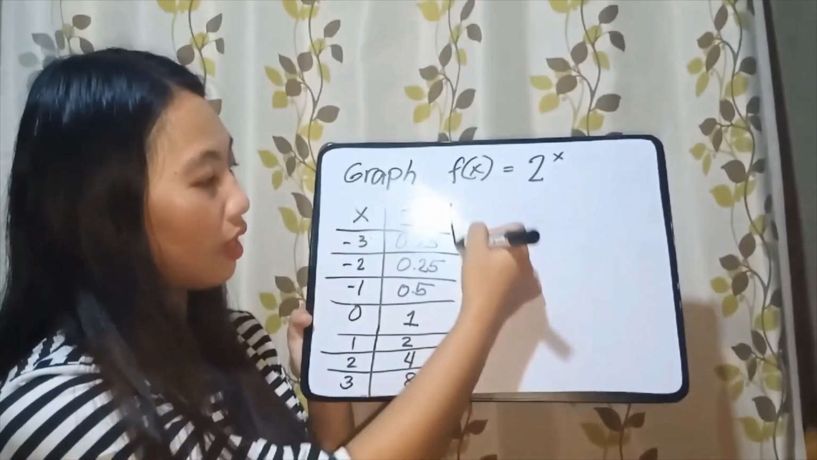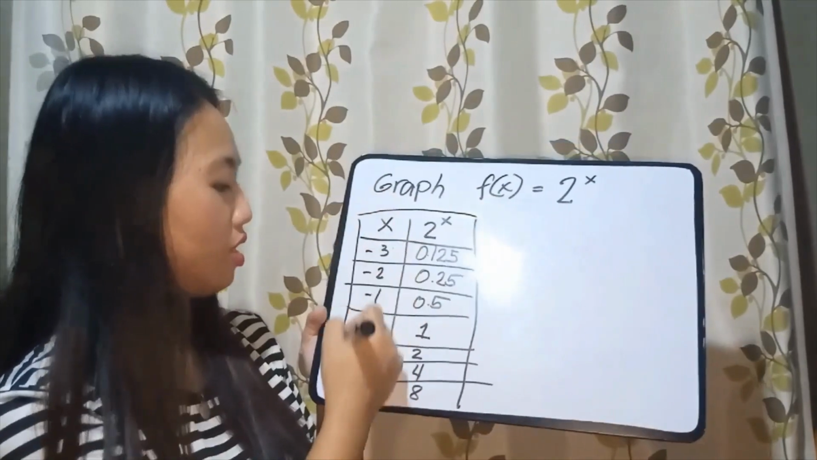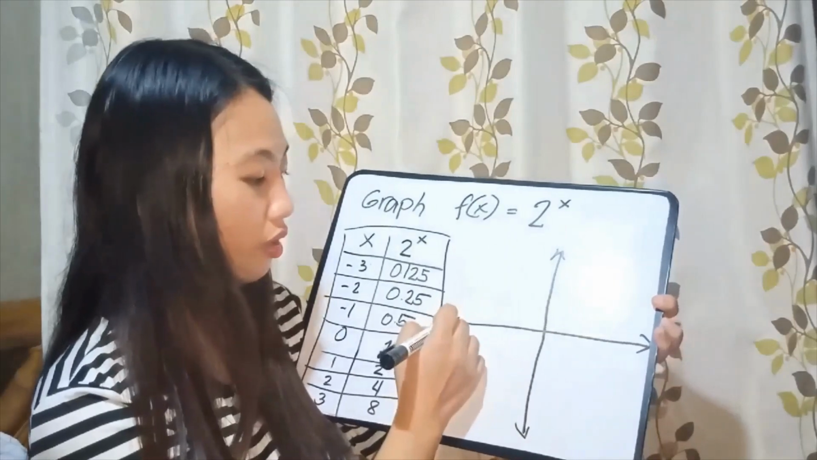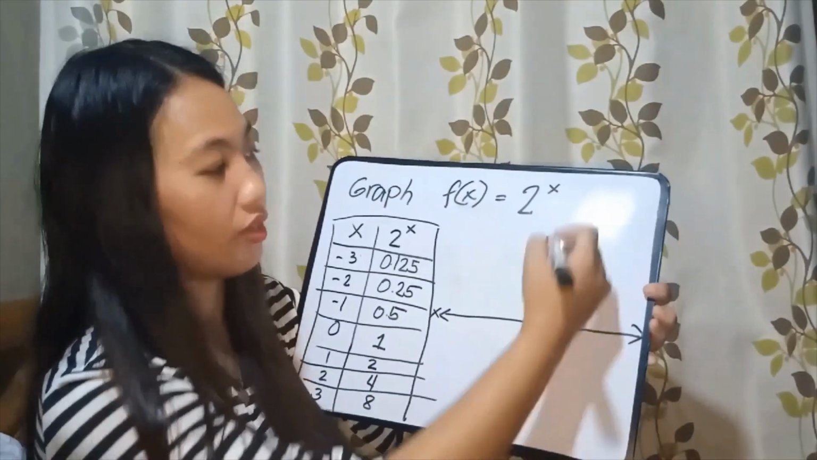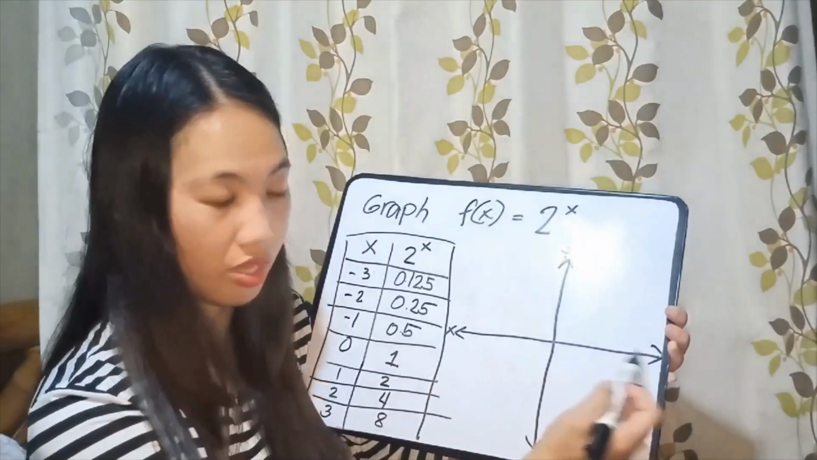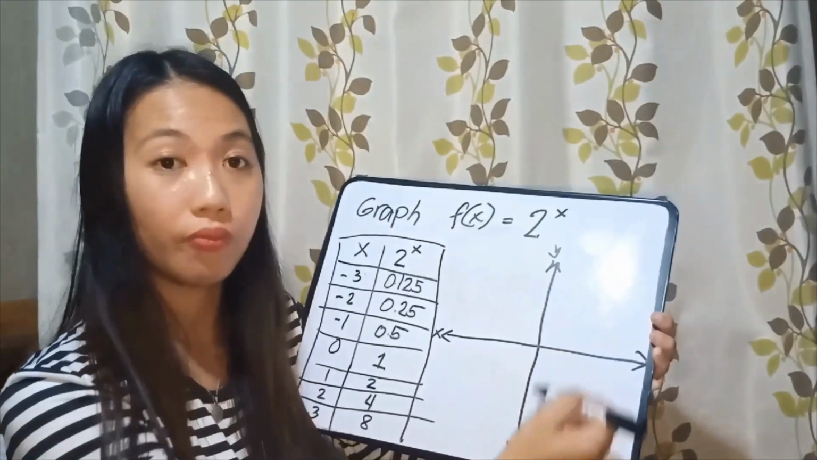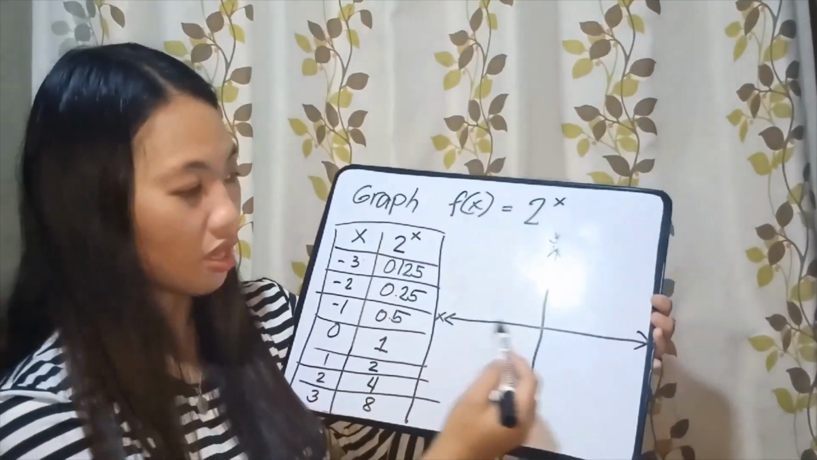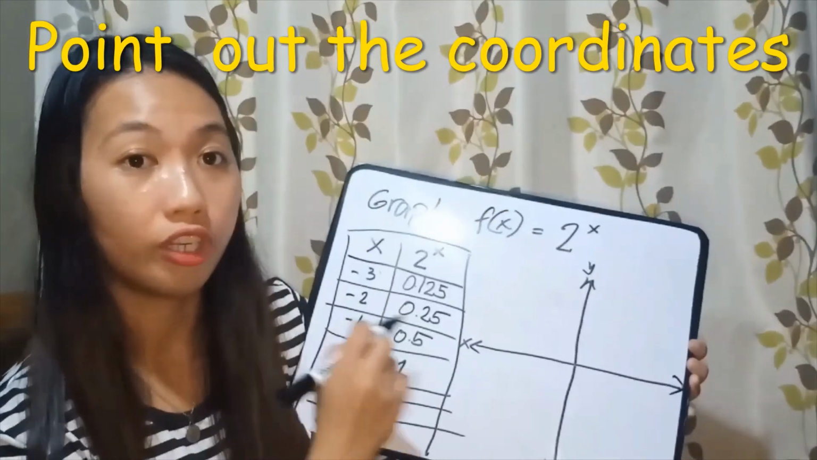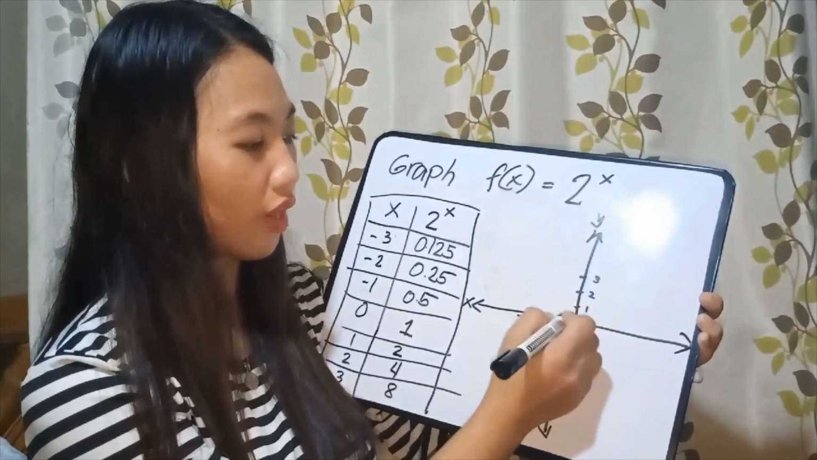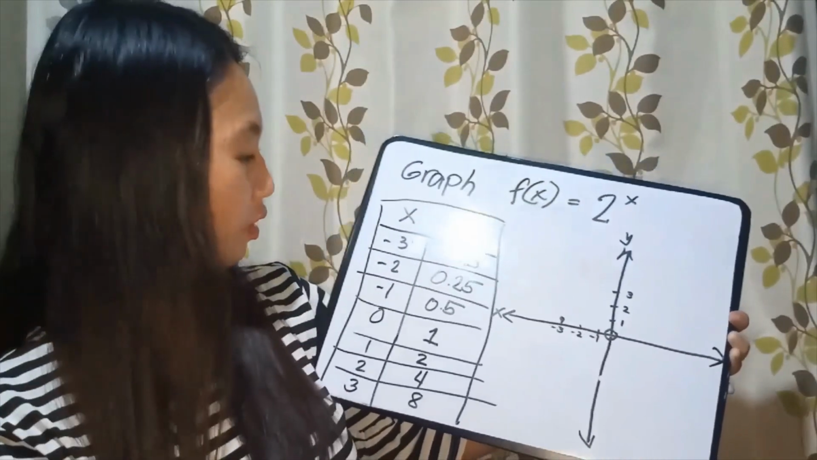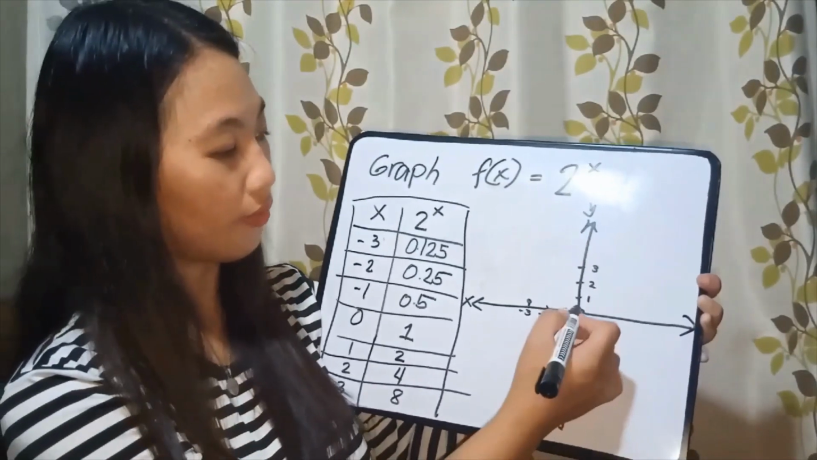These are now the values that we're going to plot into the Cartesian coordinate plane. The horizontal line is what we call the x-axis, and the vertical line is what we call the y-axis. It means that the values of x can be found here, and the values of y can be found here. Then point out the coordinates. So 0.125, we're going to estimate here. Next we have negative 2, 0.25.